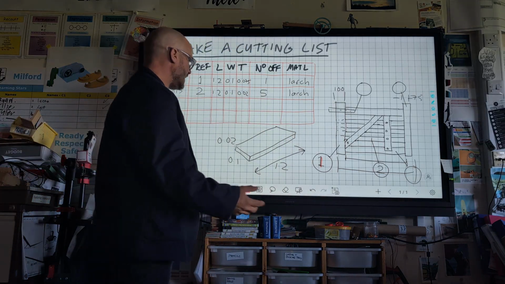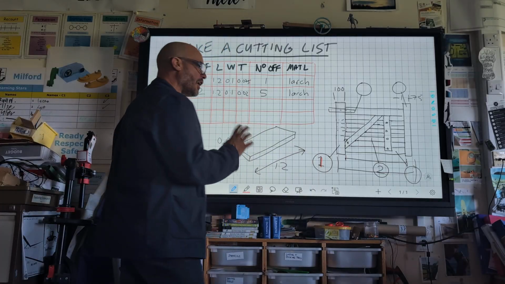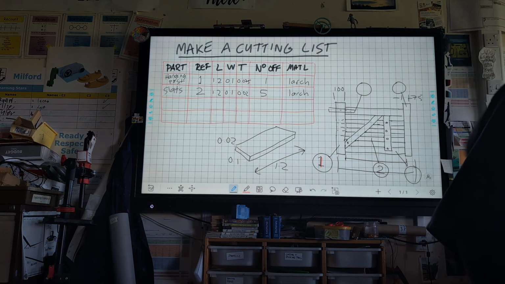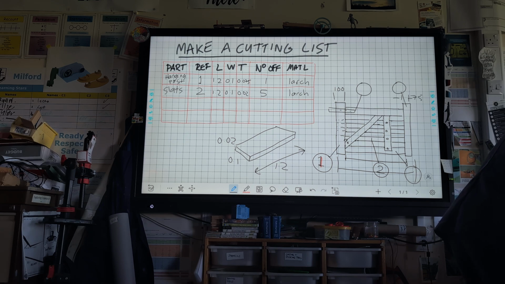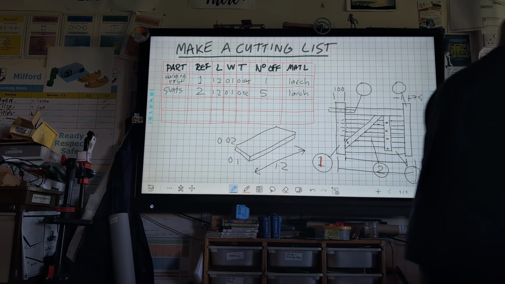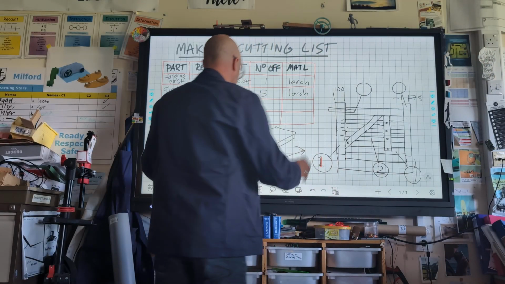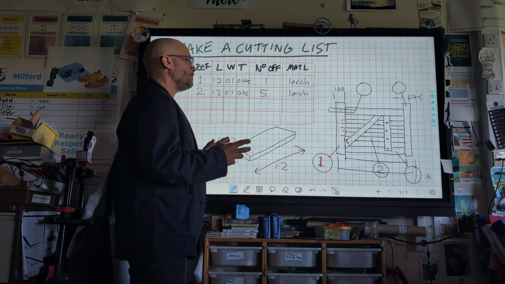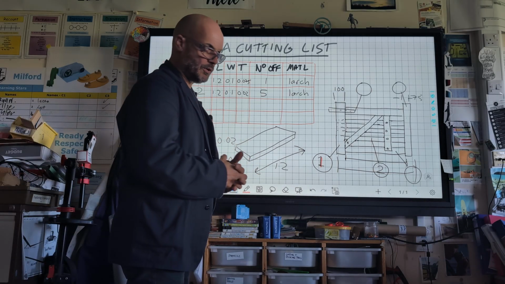Once your cutting list is done, you're ready to start thinking about how much this is going to cost. So how much is it going to cost? Well, let's have a look. Sorry, my computer has just turned itself off. Right, so how much is it going to cost? Well, it's going to cost a price based on the volume of the amount of wood we're going to use.